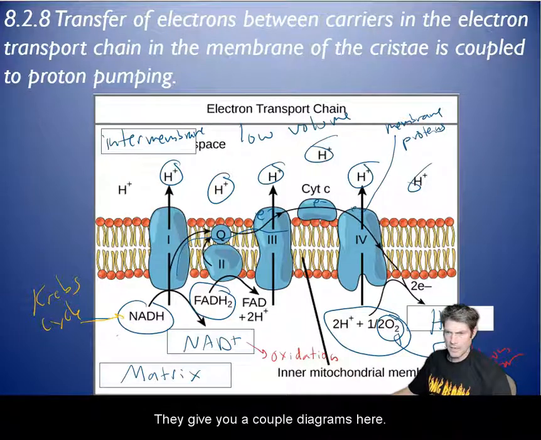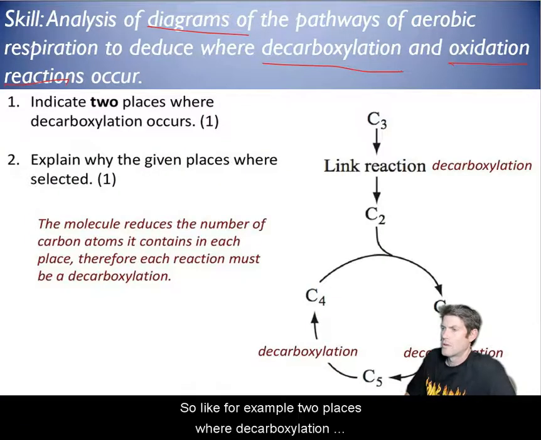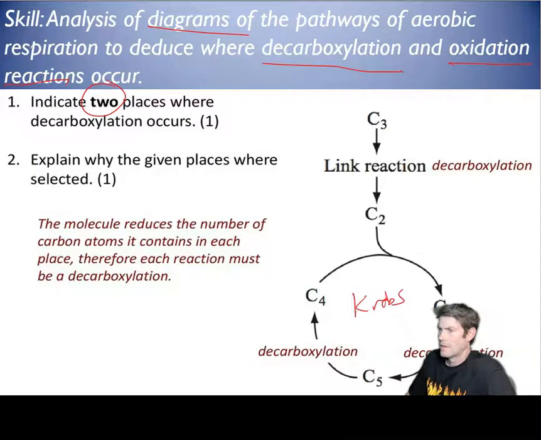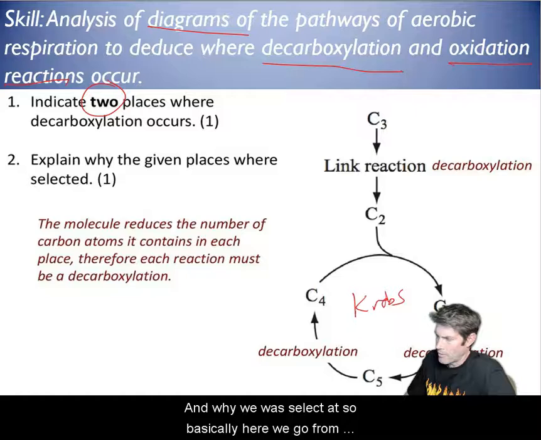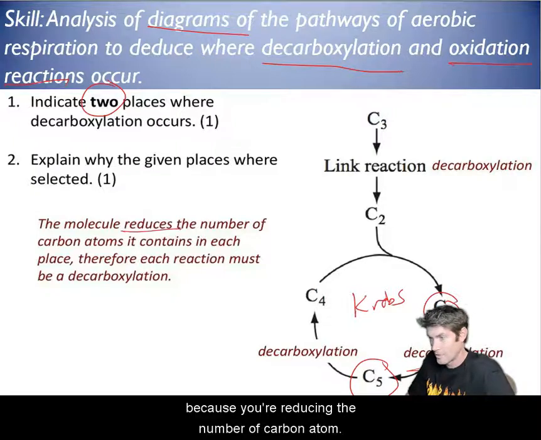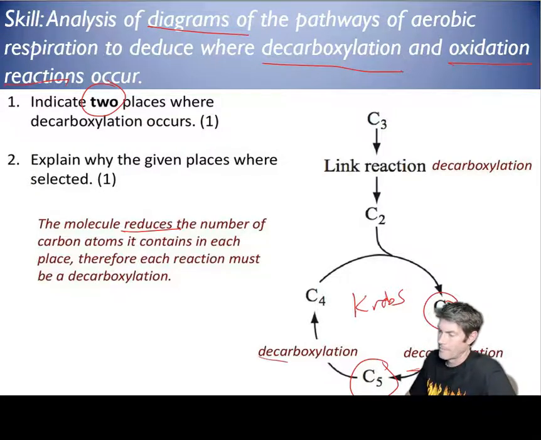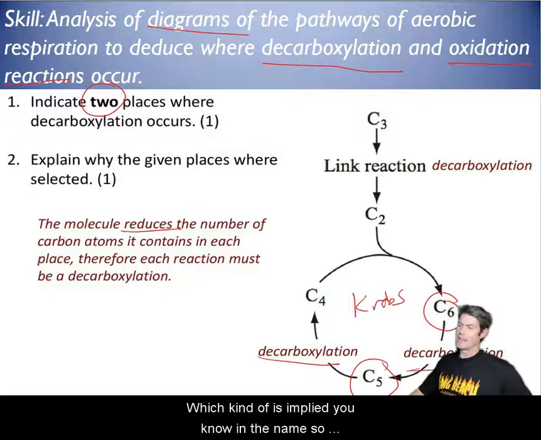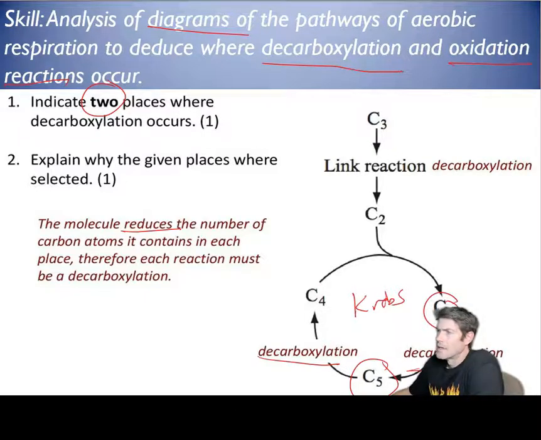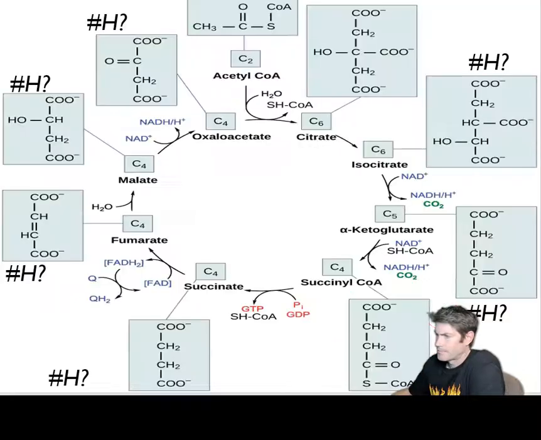I gave you a couple diagrams here. So, for example, two places where decarboxylation occurs, and this you might recognize. This is the Krebs cycle, and why we would select that. So basically, here we go from 6 carbons to 5. That's a decarboxylation because you're reducing the number of carbon atoms, which is implied in the name. So hopefully that'll be a good key to figure that out.